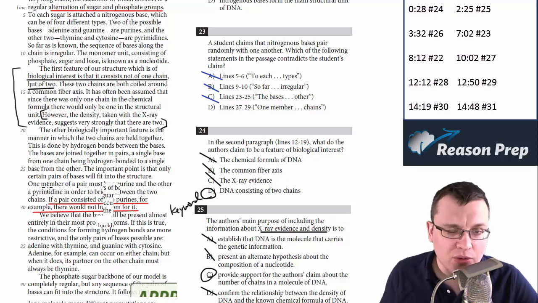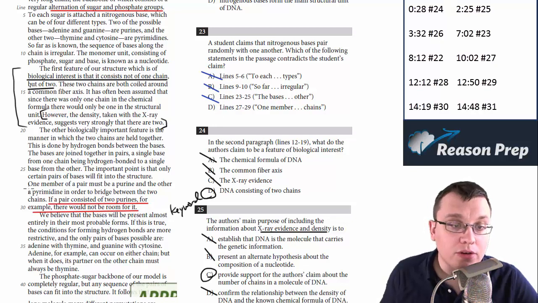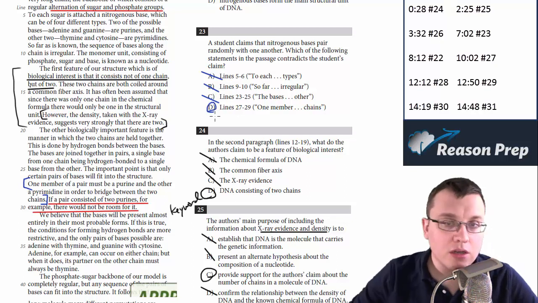So hopefully 27 to 29 works. One member of a pair must be a purine and the other a pyrimidine in order to bridge between the two chains. Yep, there we go. So D looks pretty good, so we'll go with choice D.